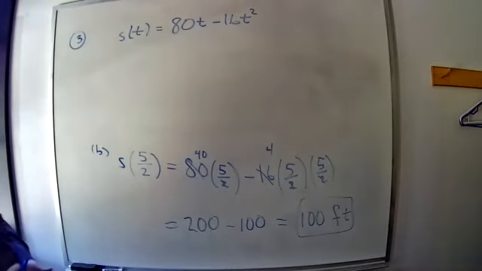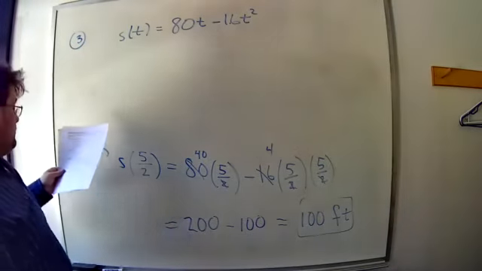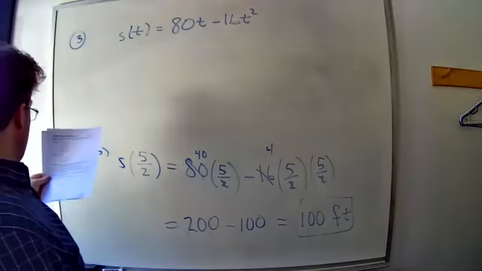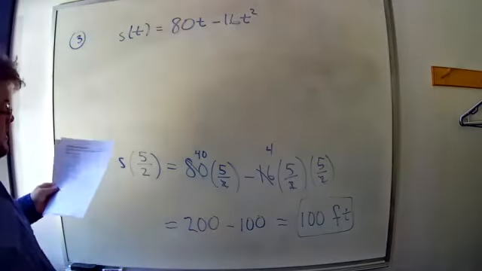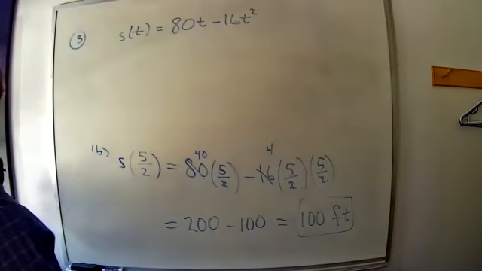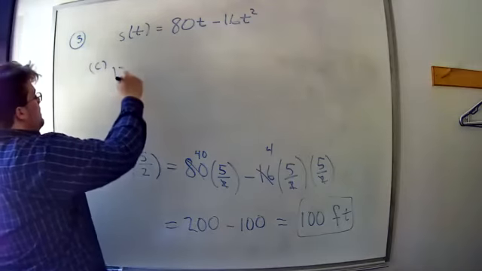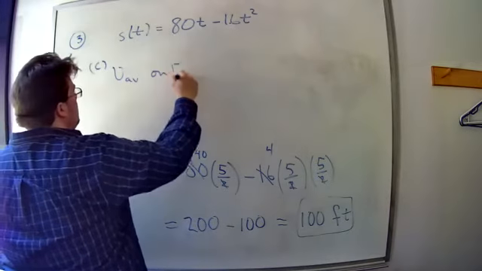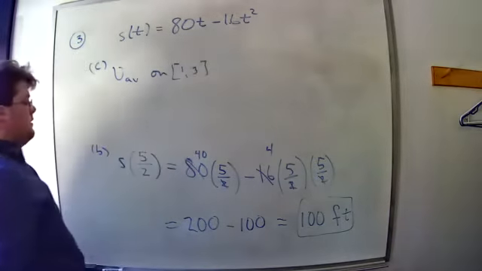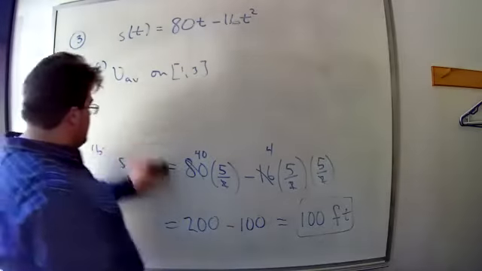Okay, part C asks two things. At which value, meaning at which t value, does the instantaneous velocity equal the average velocity on 1 to 3? Well, first, we'll find the average velocity on 1 to 3. How do we find average velocity?